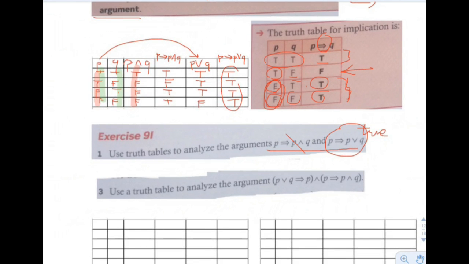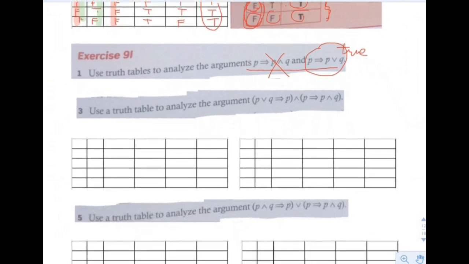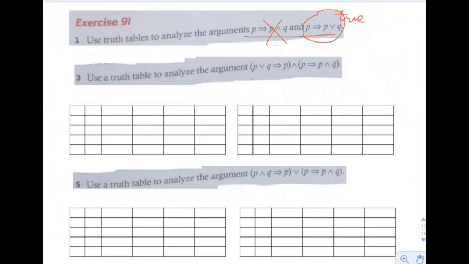All right, use the truth table to analyze the arguments: P or Q implies P, and P implies P and Q. Ooh. See, these make no sense. You just need to do the truth tables and see if they are true or not, okay? When you read them, unless you're a lot better at reading these logic sentences and understanding than I am, it makes no sense. Okay, that's why it's so important to make these truth tables.